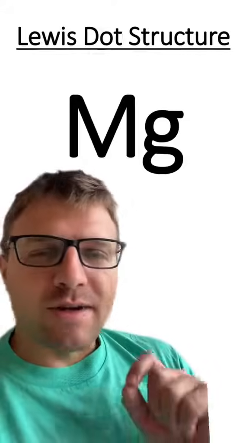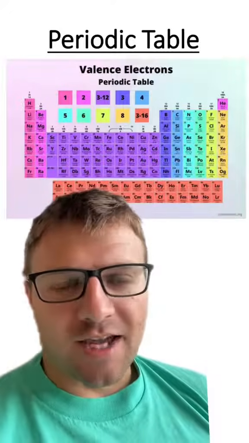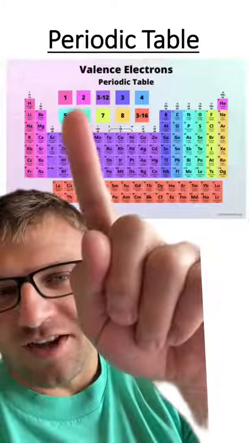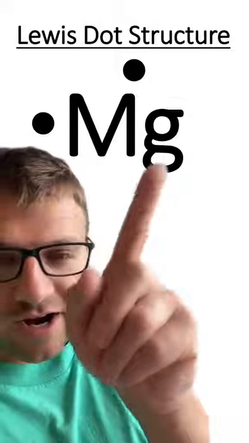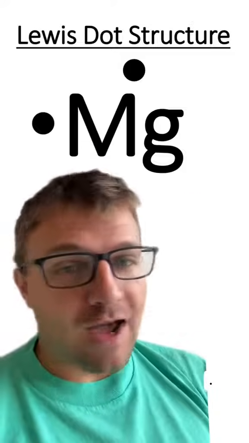Let's see how you do with magnesium. So again, the first thing we have to do is find magnesium on the periodic table, and magnesium is right there, which means it has 2 valence electrons. And we're going to place these 2 valence electrons around magnesium at different points. So I placed them here and here, but you could place them down here or over there. It really doesn't matter. As long as they're not both found together on one side, that would be correct.